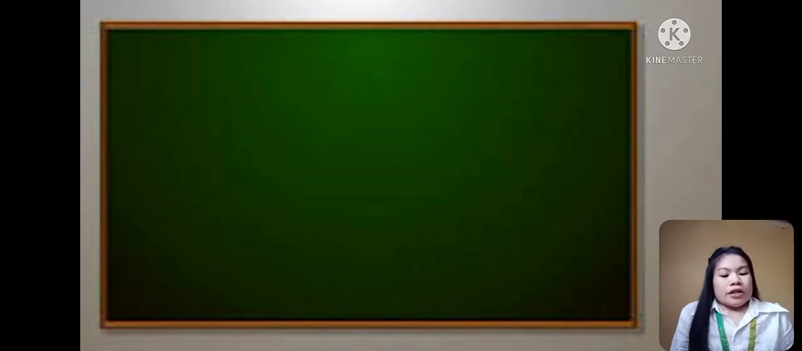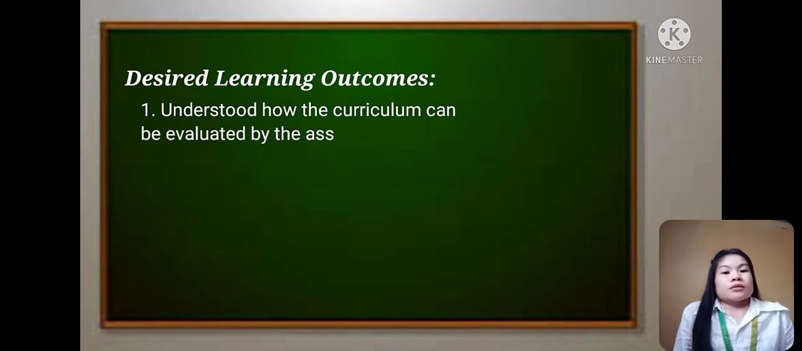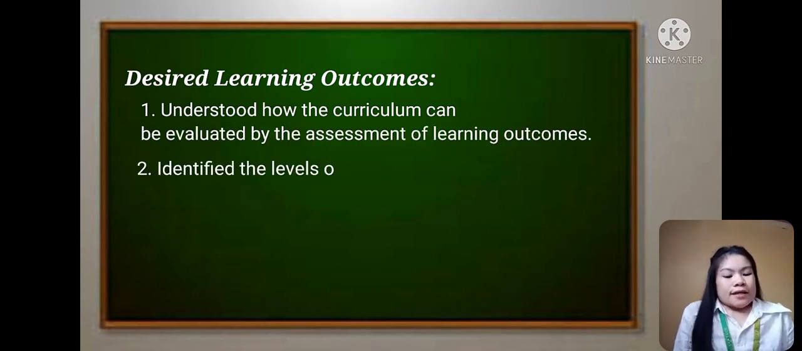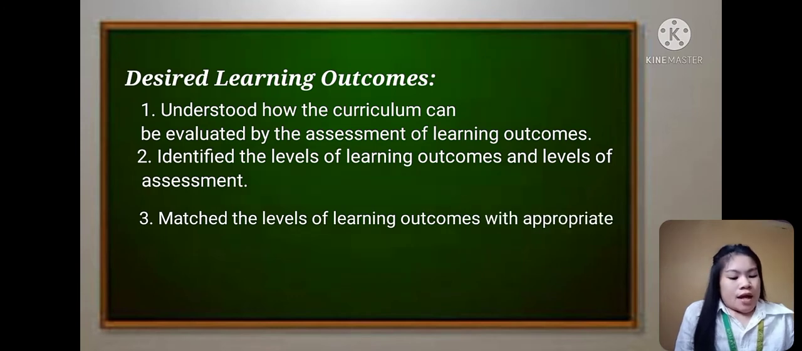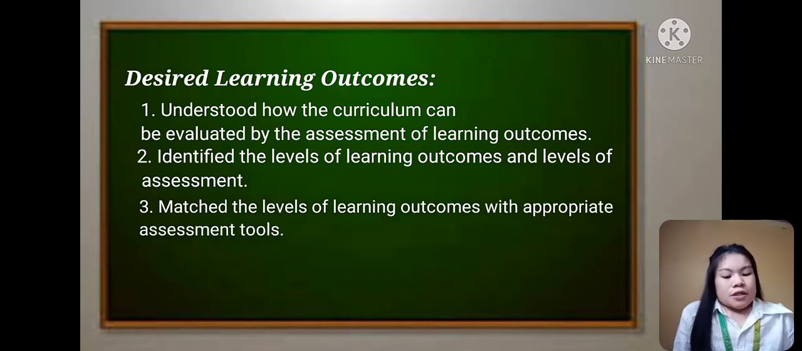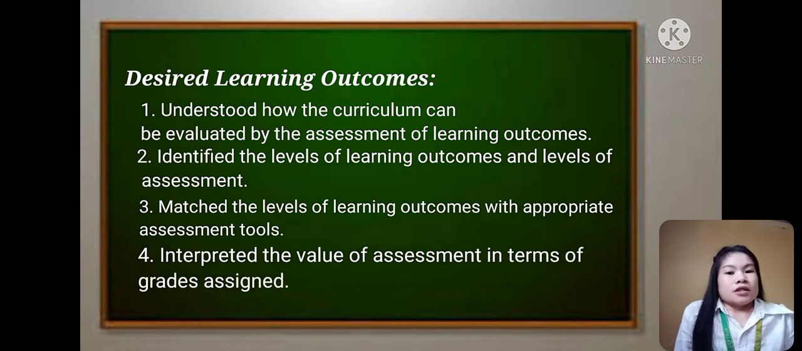But before I start, here are the learning outcomes that you should achieve after the discussion. Number 1. Understand how the curriculum can be evaluated by the assessment of learning outcomes. Number 2. Identify the levels of learning outcomes and levels of assessment. Number 3. Match the levels of learning outcomes with the appropriate assessment tools. And number 4. Interpret the value of assessment in terms of grades assigned.